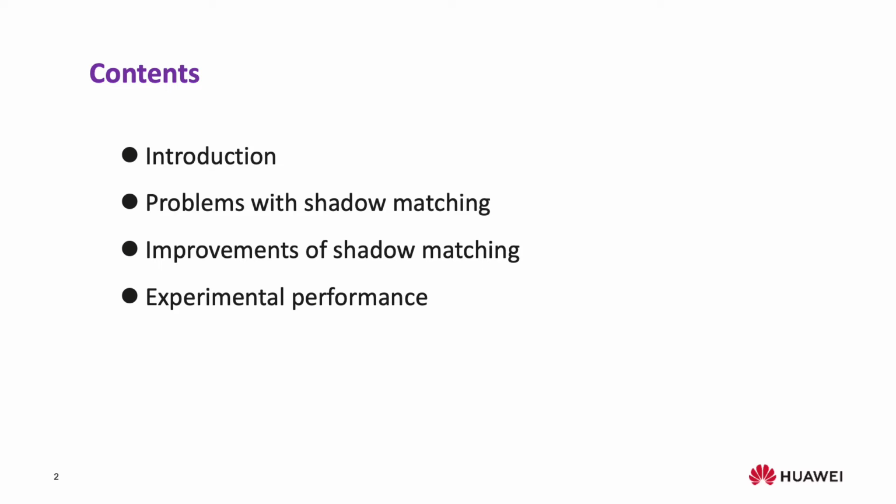The presentation will comprise 4 parts. The first part, introduction, will have a quick overview of the urban positioning problems on smartphone. The second part will have a brief introduction of the shadow matching algorithm and its problems. The third part will introduce my research work to improve the basic shadow matching algorithm in several domains. The final part will present the experimental performance on smartphone in Shanghai.